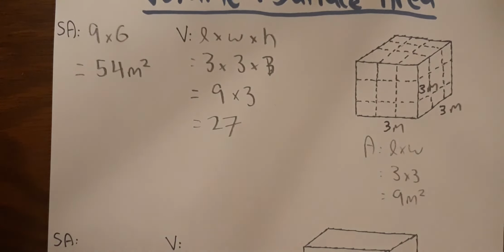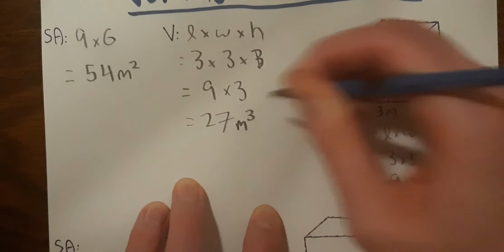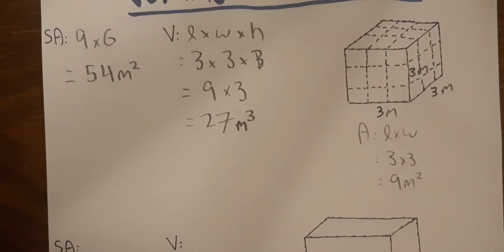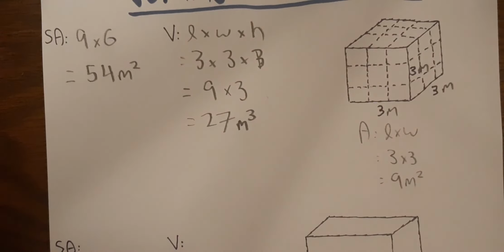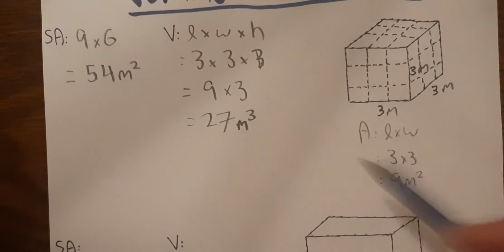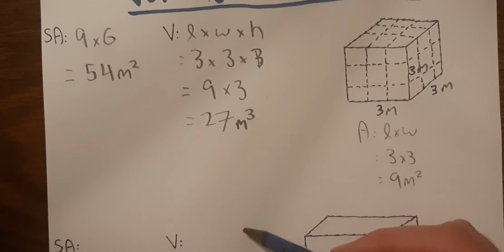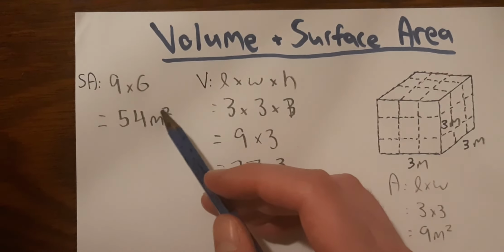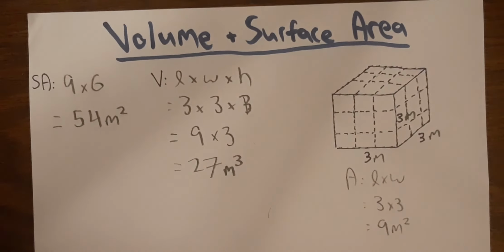What's our units? Is it meters? Is it meters squared? No, to both of those. Neither are correct. For volume, the units is going to be cubed, right? Because you're finding out how many cubes there are. So the volume of this is 27 meters cubed. All right? Surface area, you find the area of one side, multiply it by how many sides there are. Volume, you do length times width times height. All right? Surface area is meters squared. Volume is meters cubed. Okay, let's do another example.